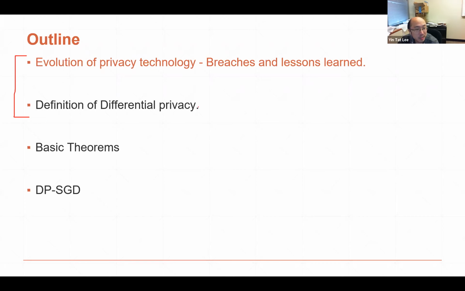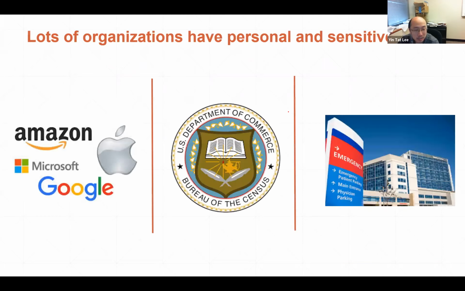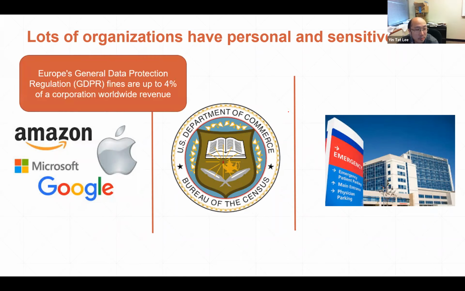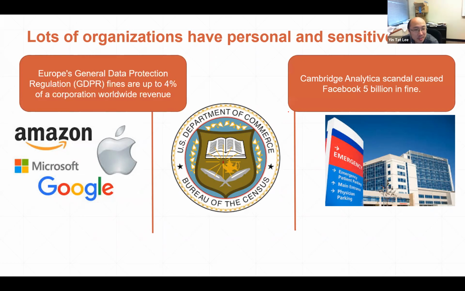So I will first explain why this is an important topic. As we all know, a lot of organizations need to handle a lot of data, and how to handle the data privately is super important. For example, in Europe, they have some data protection law. They can fine a company up to 4% of the worldwide revenue. Or more concretely, for example, Facebook a few years ago had the Cambridge Analytica scandal, and they were fined $5 billion because they leaked user information. So this is a problem that is very important in a very concrete sense in terms of money.